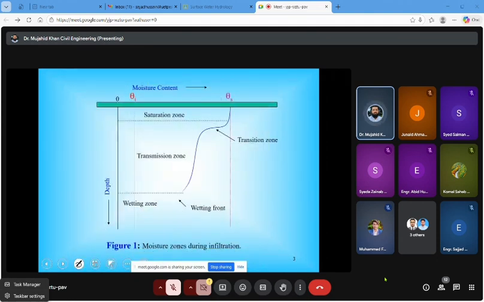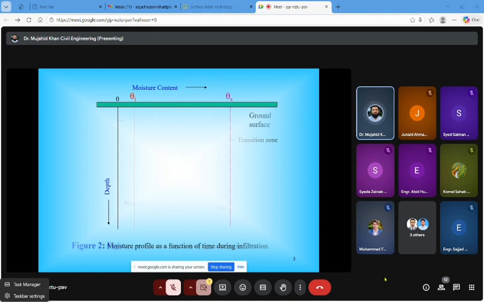Now the downward movement is not a simple movement. Here you see the x-axis represents the increase in the water content. As the water content increases, the depth of water infiltrated will also go on increasing. But it will not be a smooth curve. It will be the curve as shown here in the blue line. It will be like that.